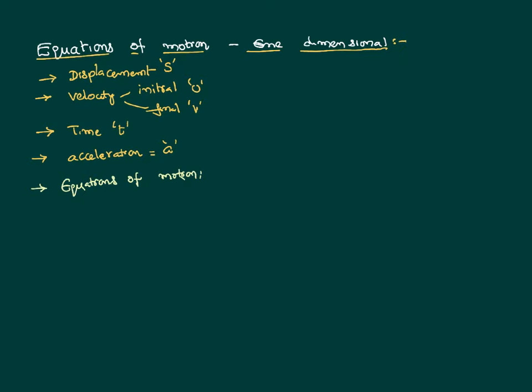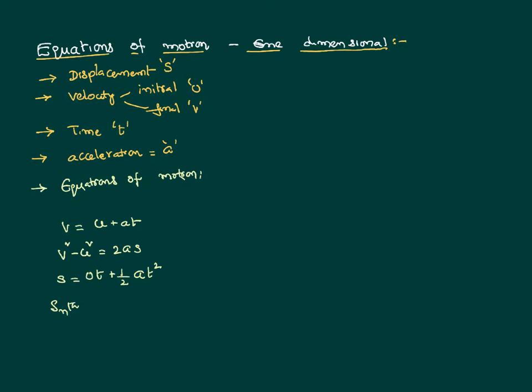There are equations of motion like v equal to u plus at, final velocity equal to initial velocity plus acceleration into time. v square minus u square equal to 2as. s equal to ut plus half at square.